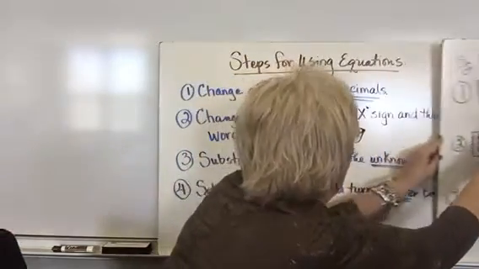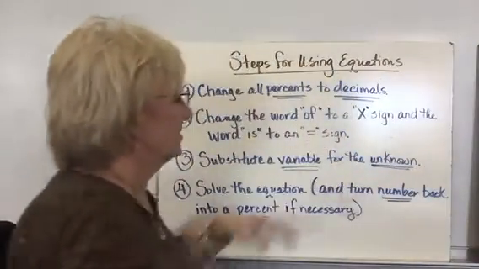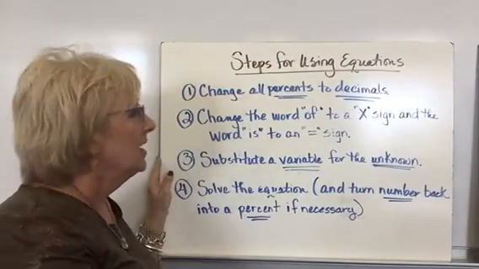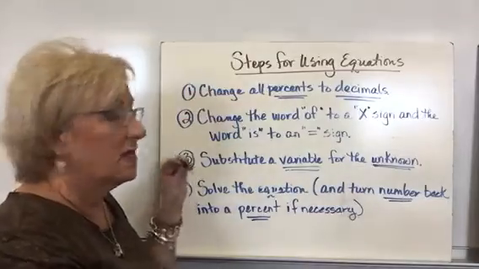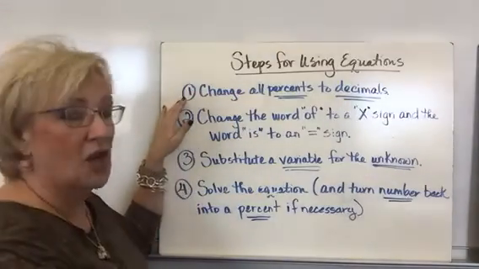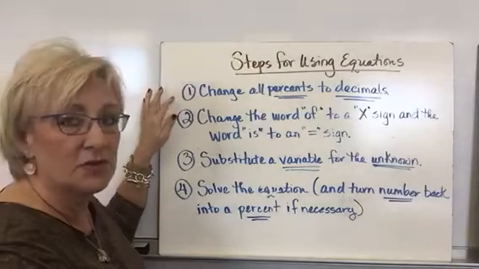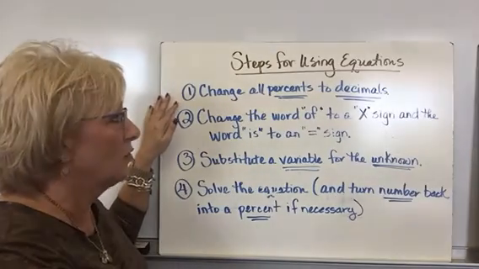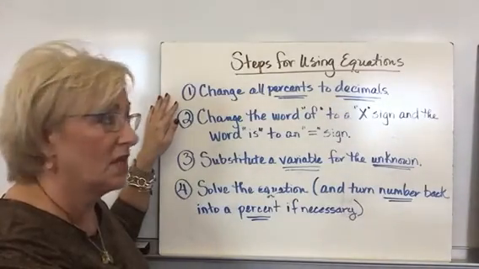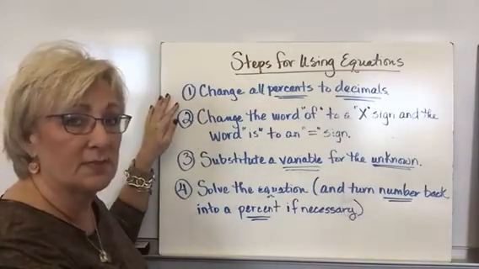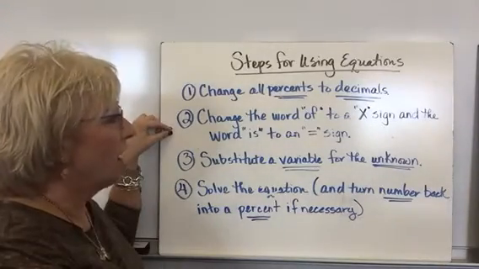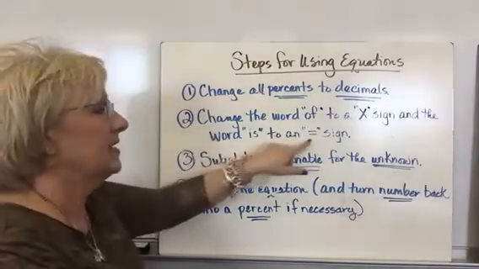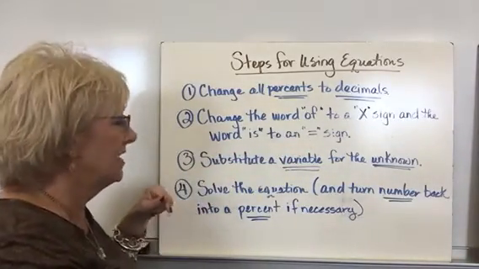Now let's take a look at what we need to do, and I've kind of scratched off some of this, I hope you can read it, if we're going to solve them as an equation. If we're going to do the steps of an equation, here are your 4 steps. One is to change all percents to decimals. This is a major step when you're talking about percents in an equation. You've got to change your percent into a decimal. Change the word "of" to a multiplication sign, and you know that the word "is" means equal. You're going to change that to the equal sign.